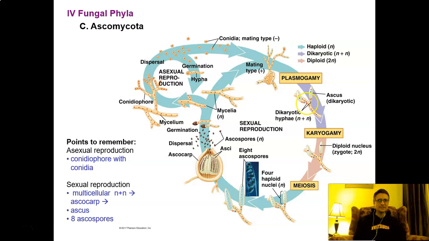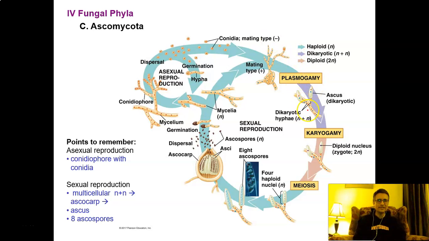Unlike our zygomycetes, however, once plasmogamy occurs, these cells can then persist and divide in the N plus N, or dikaryotic stage, for a long time. In fact, so long that they produce a very large structure. Eventually, they're going to produce this ascocarp that we see over here. So an ascocarp is very much a visible structure. It can be big, think of, as we'll see in a moment, a morel mushroom, for example. It's not actually a mushroom, but it's a very big structure.